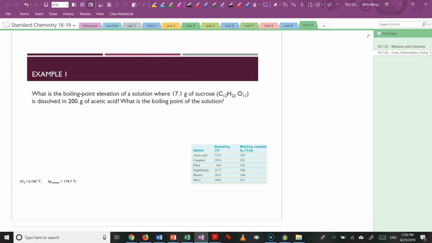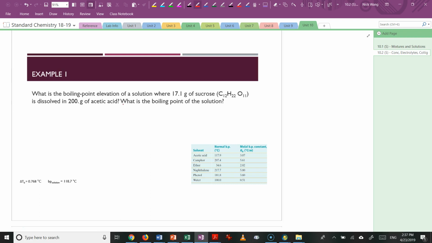We're going to see a very similar problem here. What is the boiling point elevation of a solution with 17.1 grams of sucrose dissolved in 200 grams of acetic acid? What a surprise, right? It's the exact same solution that we saw earlier, and we're going to measure the boiling point elevation instead of the freezing point depression. So let's put this into action.